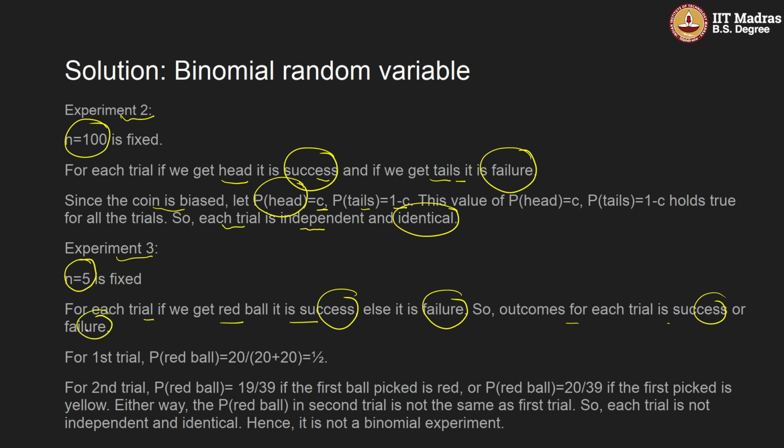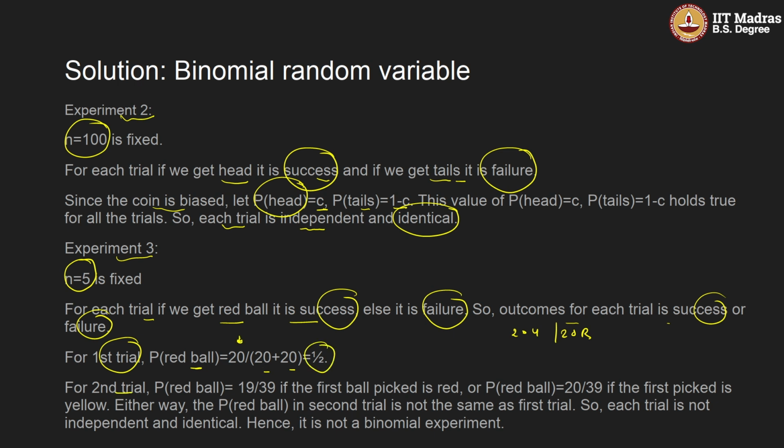Okay. Now for the first trial, the probability of getting a red ball will be 20 divided by 20 plus 20, because 20 yellow balls and 20 red balls are there. So selecting the first red ball, this probability will be equal to 20 divided by 40, which is equal to 1 by 2.